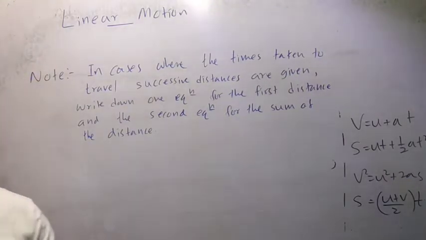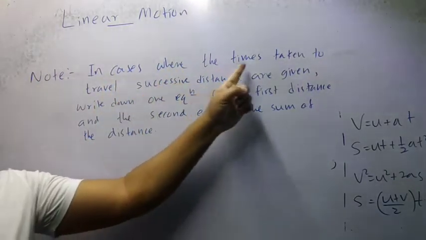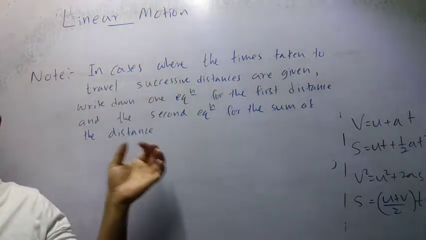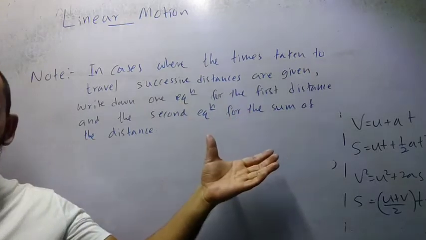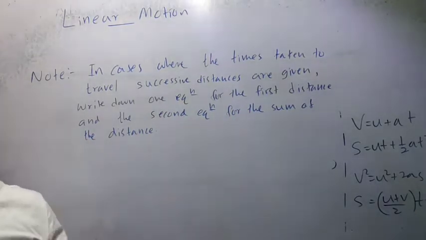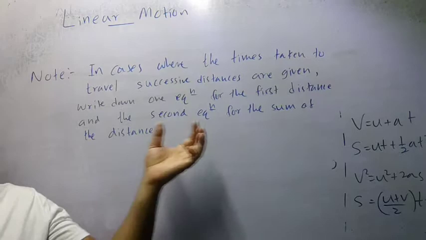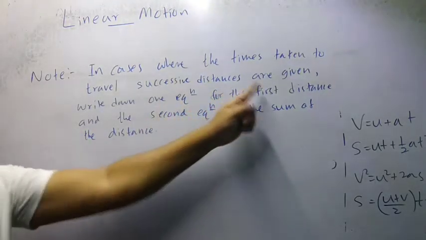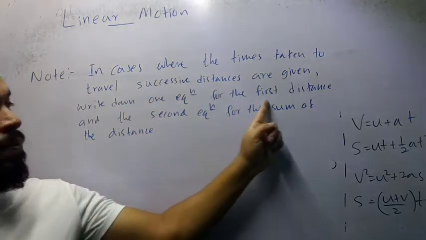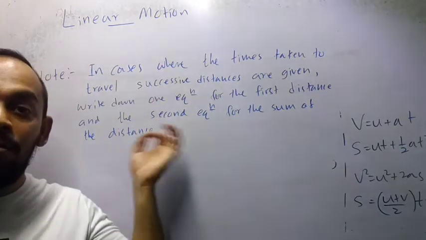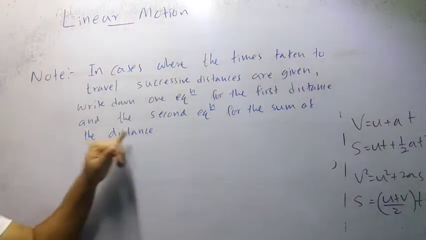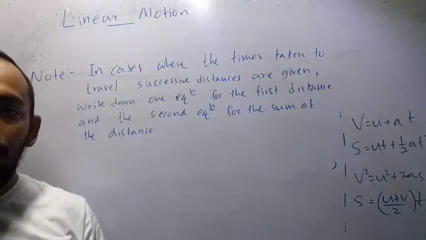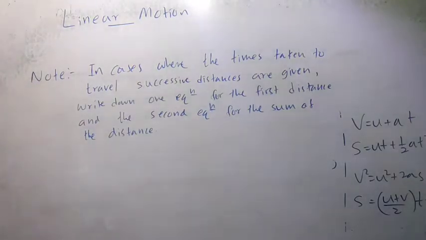So this is very important in cases where the times taken to travel successive distances are given, like before, 2 seconds and then 4 seconds, for successive distances of 8 meters and 40 meters. Write down one equation for the first distance, because the initial velocity starts there, and the second equation for the sum of the distances. Make a note, and draw a diagram.